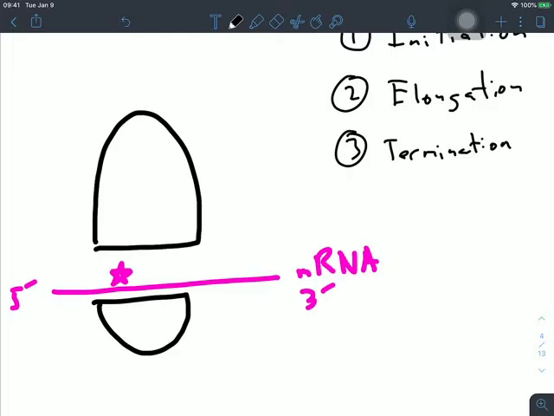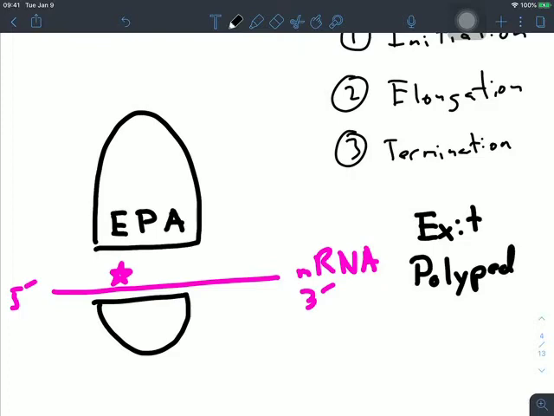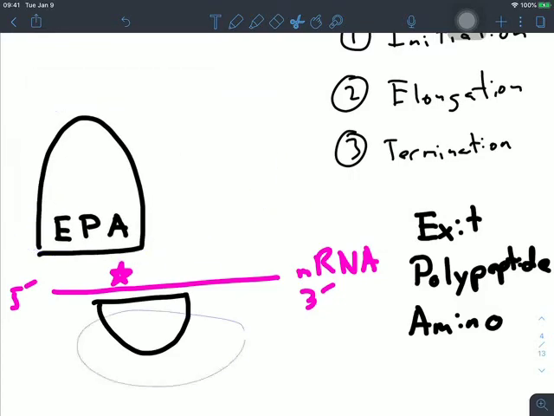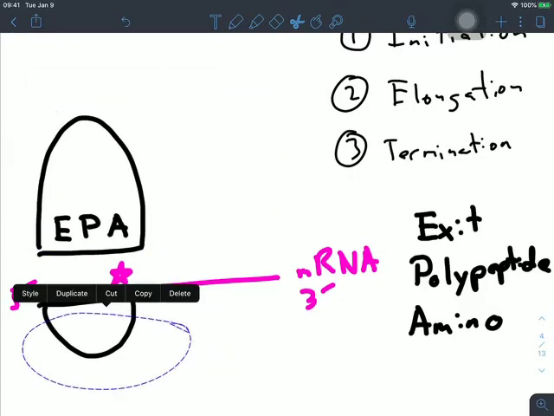Your large subunit is defined by 3 sites: the E, the P, and the A, or the exit site, the polypeptide site, and the amino site. This structure begins with the start codon at the A site.